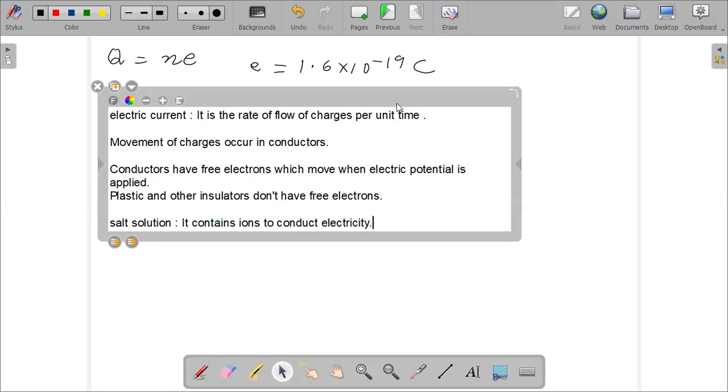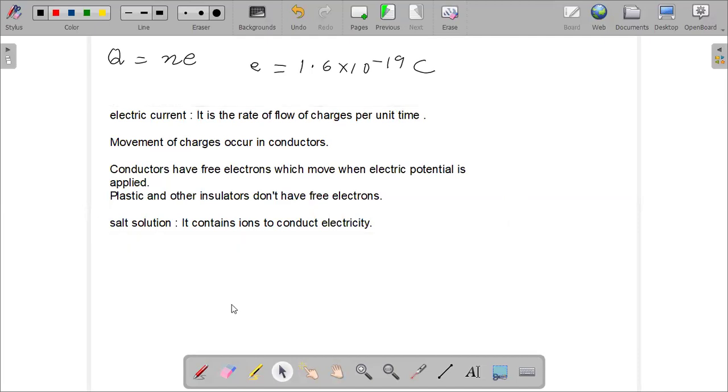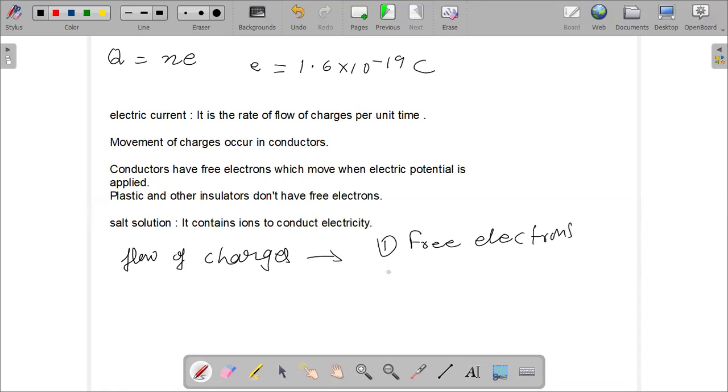So up to now we studied these points, that there can be current or there will be flow of charges. When can there be flow of charges? There will be flow of charges if we have these things. We should have free electrons, or we can have ions, so that conductivity can be established.